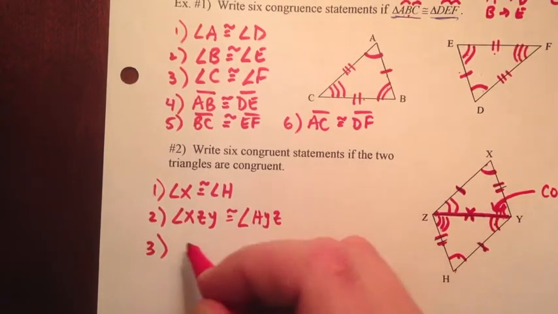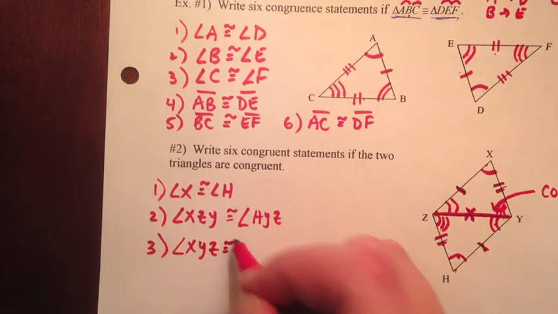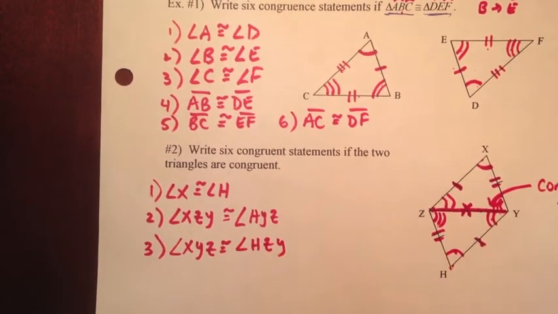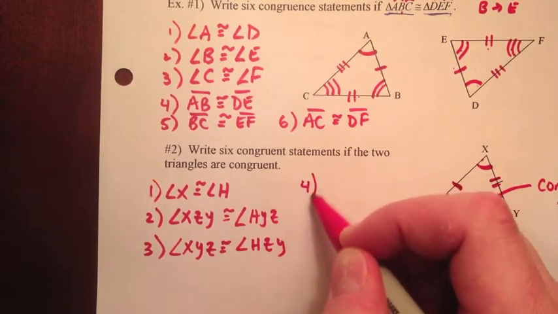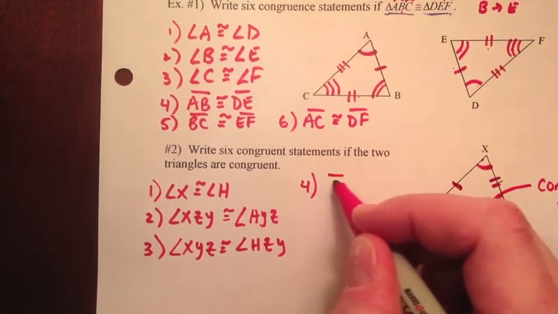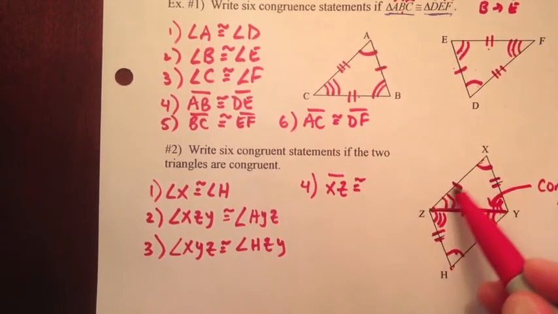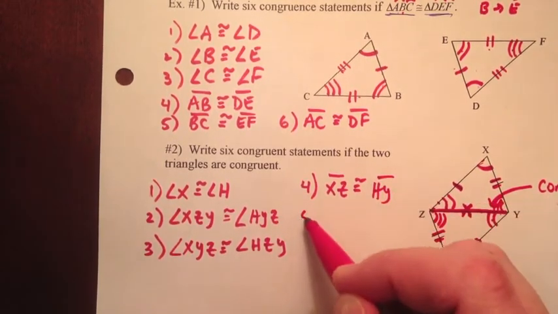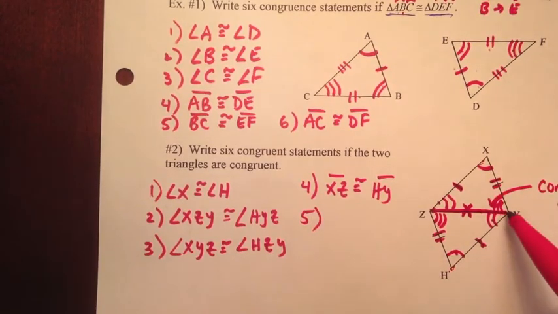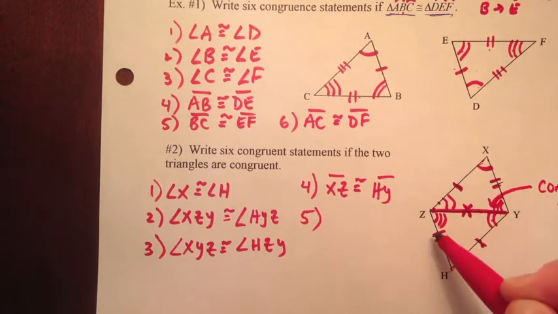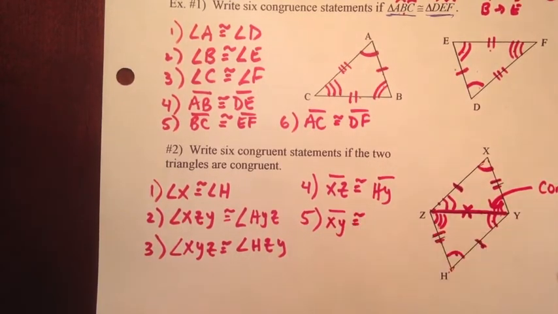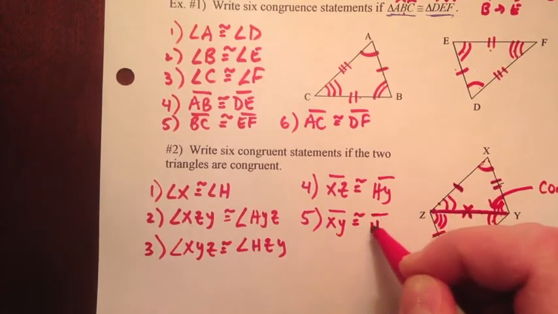angle XYZ is congruent to angle HZY. So those are the 3 sets of corresponding angles that are congruent. Okay, now for the sides, we have segment XZ is congruent to segment HY. We have segment XY is congruent to segment HZ, 2 marks and 2 marks. So segment XY is congruent to segment HZ.